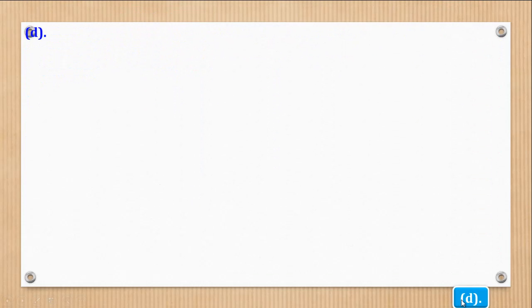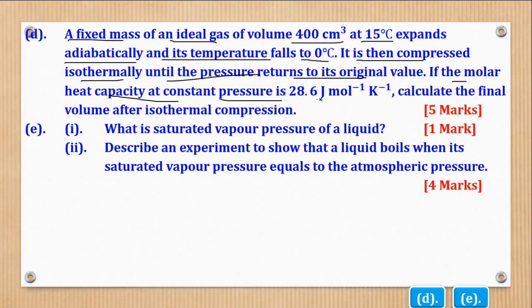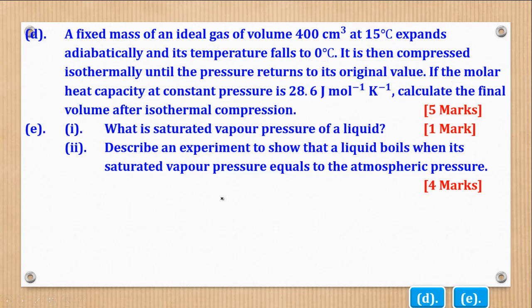Then part D says a fixed mass of an ideal gas of volume this at this expands adiabatically and its temperature falls to this. It is then compressed isothermally until the pressure returns to its original value. If the molar heat capacity at constant pressure is this, calculate the final volume after isothermal compression.